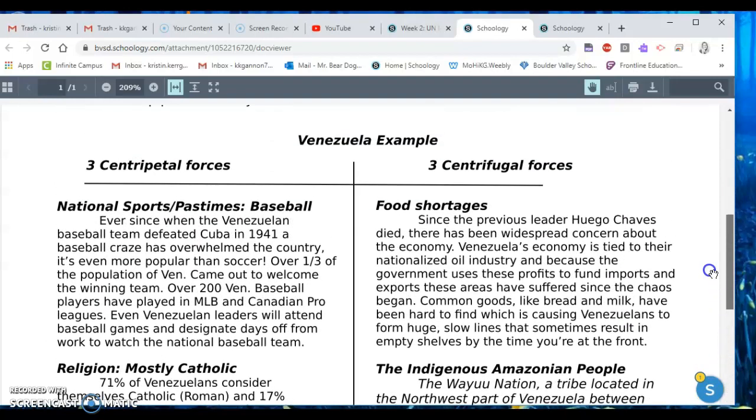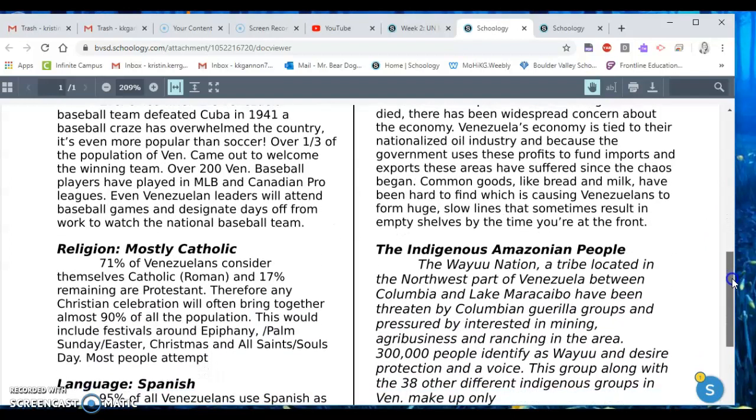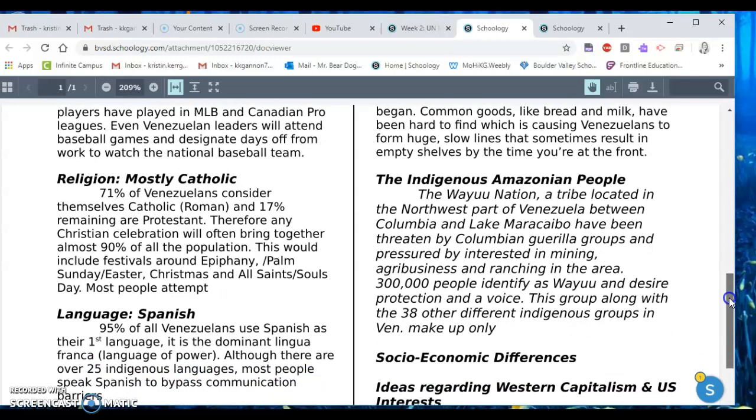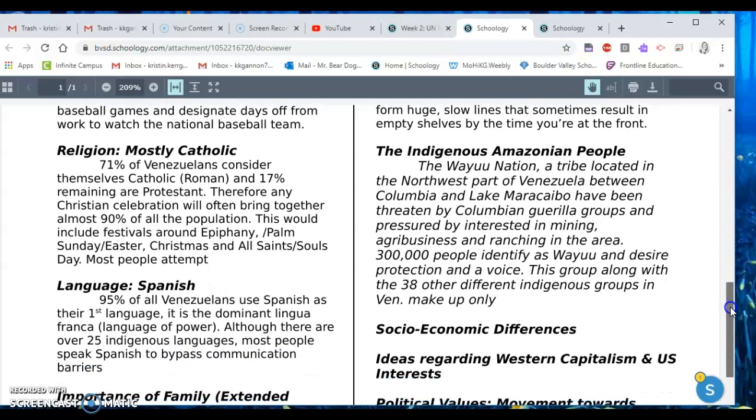Now, but what is problematic in Venezuela? What is ripping the country apart? Well, they've had some food shortages. They've had some problems with their leader, who has been, for lack of a better word, a dictator there, and he's really been mismanaging the money, and he's leaving people very poor. The indigenous Amazonian people are really having to fight for their territory because they are increasingly being encroached upon by miners and people who are cutting down the forest. So they're in conflict with the ranchers.